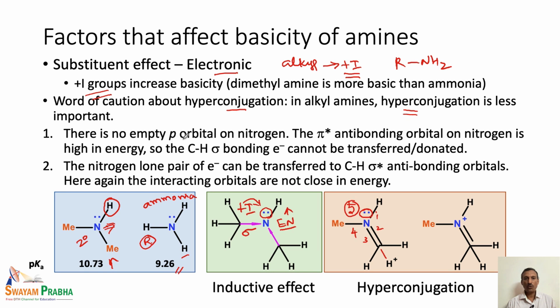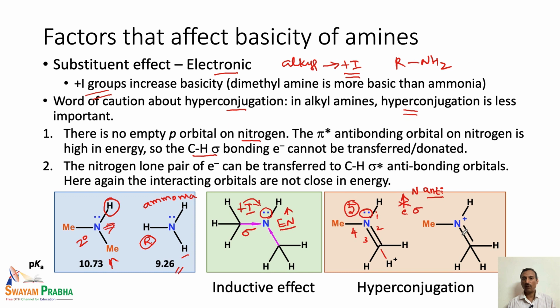because there is no empty p orbital on nitrogen to accommodate these 2 electrons which are given here. In other words, the pi star antibonding orbital on the nitrogen is high in energy, so the sigma bonding electrons cannot be donated. The energy difference between the nitrogen's antibonding orbital and the sigma framework from the carbon is very high, so the electron cannot be easily donated to nitrogen's antibonding orbital. So this cannot happen. This is point number 1.